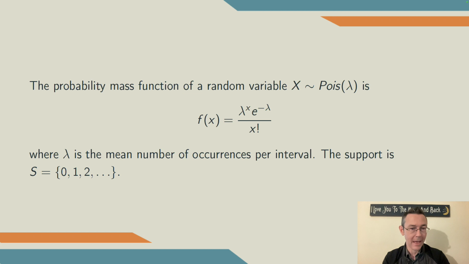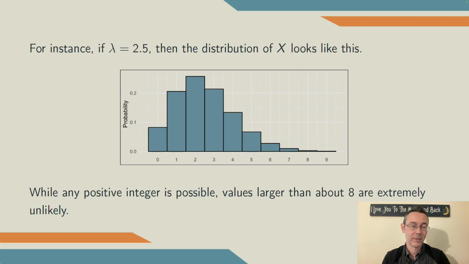The probability mass function for a random variable with a Poisson distribution is given by lambda to the x times e to the negative lambda over x factorial, where lambda is a parameter for this distribution called the rate parameter that represents the average number of occurrences per unit interval. The support of this random variable is all the non-negative integers: 0, 1, 2, 3, etc.